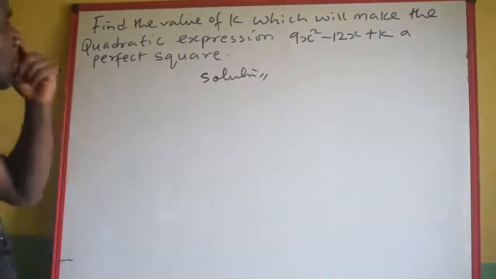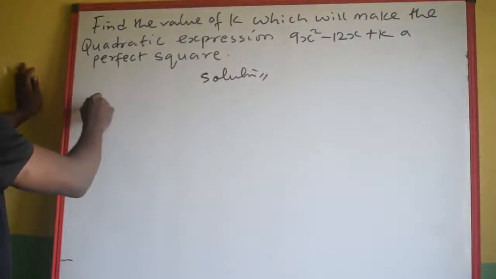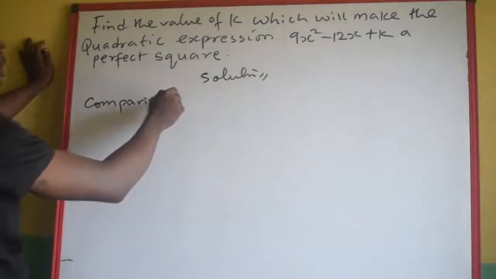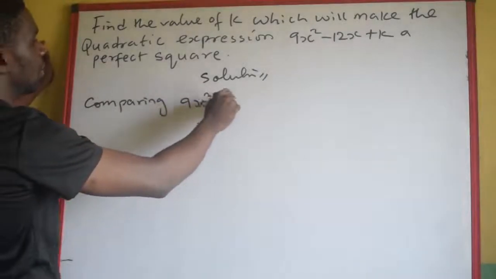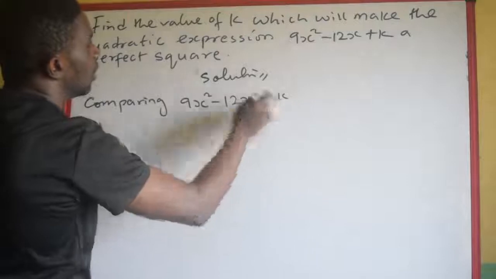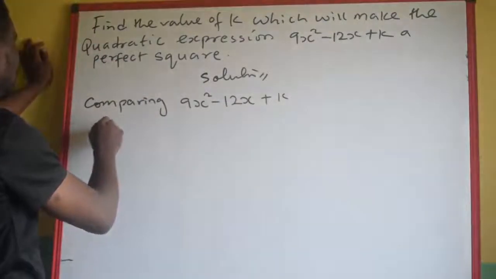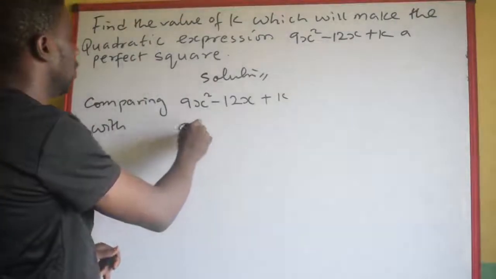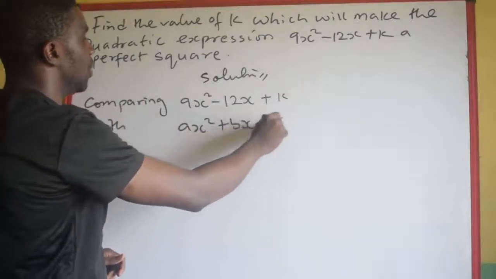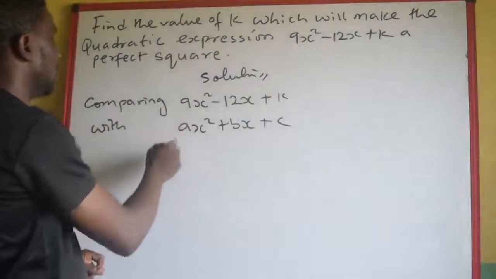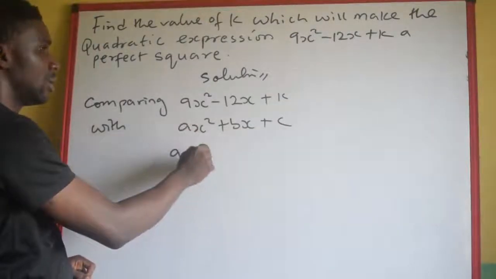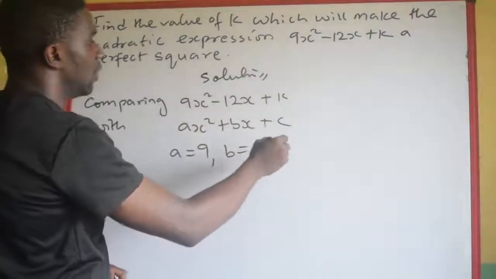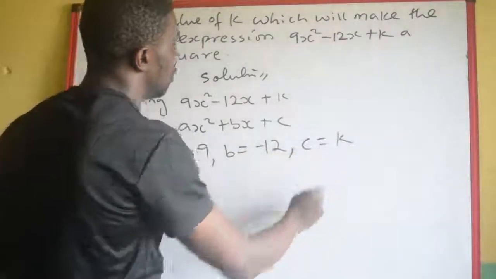We write solution, comparing the question, which is 9x squared minus 12x plus k. We'll compare it with the general quadratic equation. The general quadratic equation is ax squared plus bx plus c. When we do that, our a is 9. Our b will be minus 12. Look at it here, minus 12. And our c is nothing but k, or plus k.